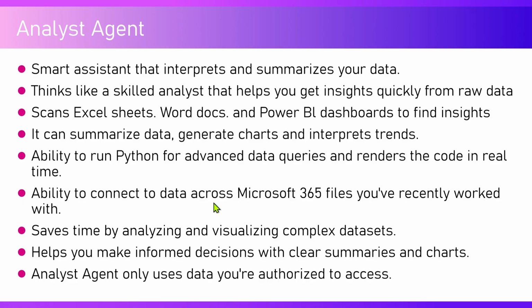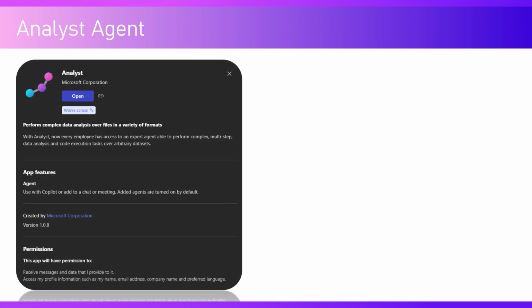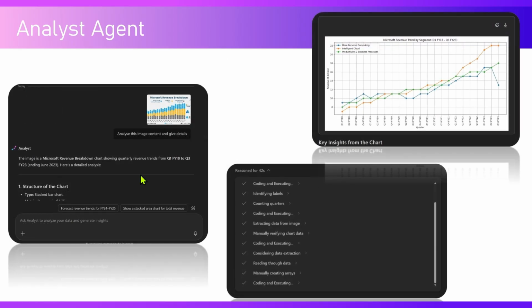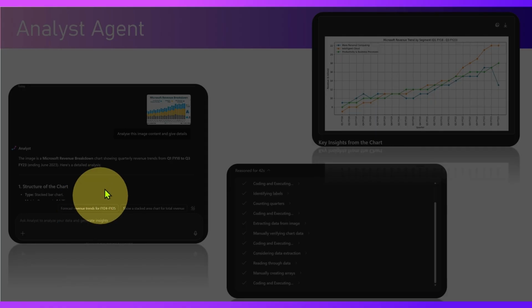Now, Analyst Agent, this is how the screen will look at the start once you access the Analyst Agent. Instead of open, you will see an add button because you may not have installed that agent. So first you need to install that agent by clicking on add into your tenant. Then you can open the agent, and once you open the agent, you will be presented with these kinds of screens, and you can start asking for information.